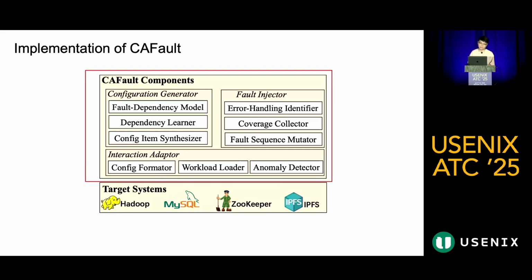This picture shows the core components of CAFault, which can be divided into 3 main parts. First, we have the configuration generator. Its job is to create high-quality configurations that actually affect how the system handles faults. Second is the fault injector. This part explores different fault inputs under each configuration setting, helping us test how the system behaves when things go wrong. And the third is the interaction adapter. This is a bridge to the system under test.